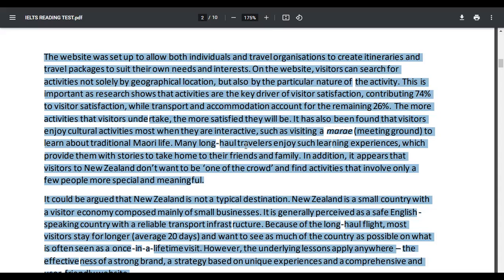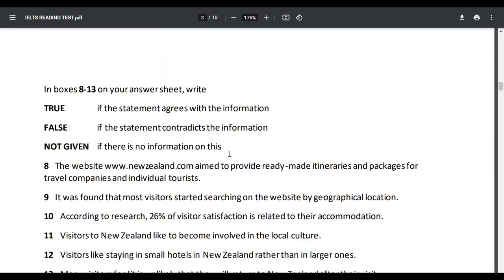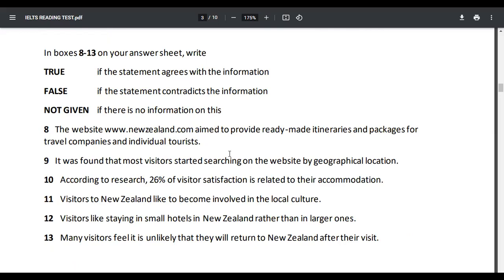So guys, now you should have found the answers of all of them. Let's focus on number 8. The sentence says the website www.newzealand.com aimed to provide ready-made itineraries and packages for travel companies and individual tourists. The keywords are ready-made, itineraries, packages, travel companies, and individual tourists.